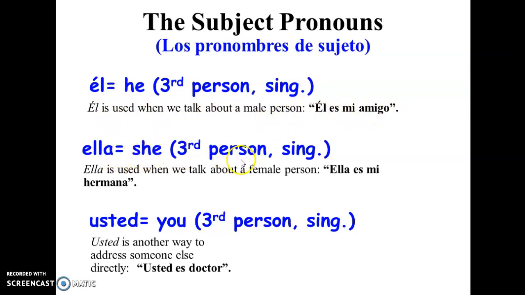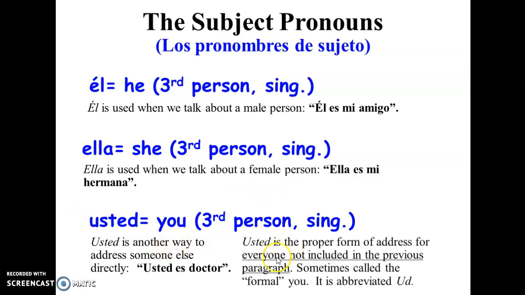Ella is a she, third person as well, a female person. Ella es mi hermana. Or usted, the one that we use to address someone else directly, and it's proper. It's a proper way to call someone using usted. Usually it's to show respect. So these are the third person singular category.